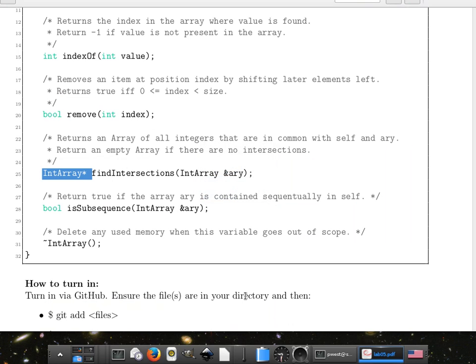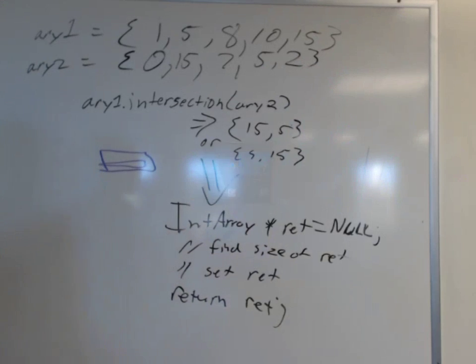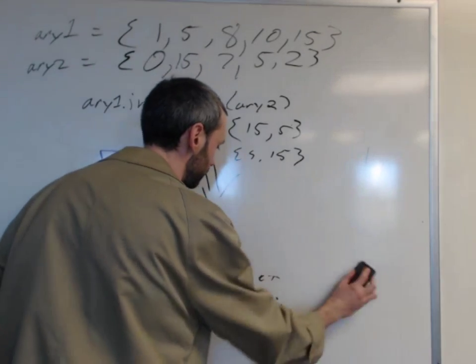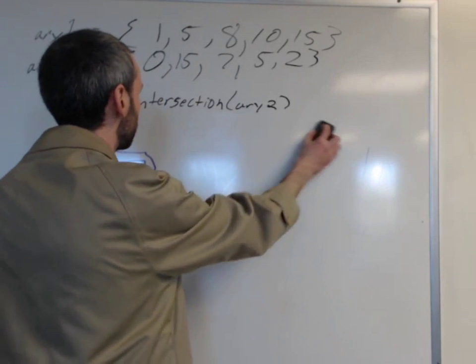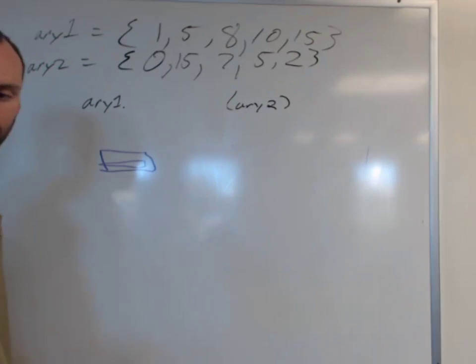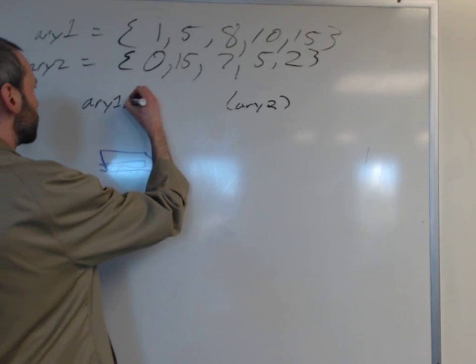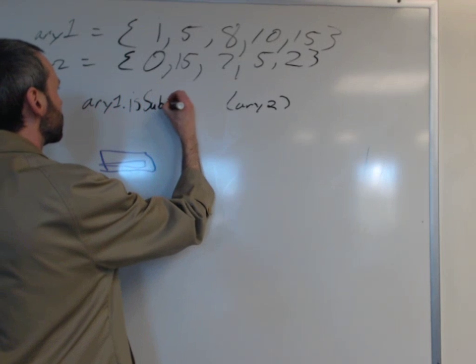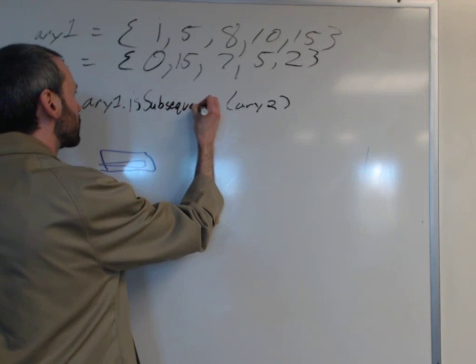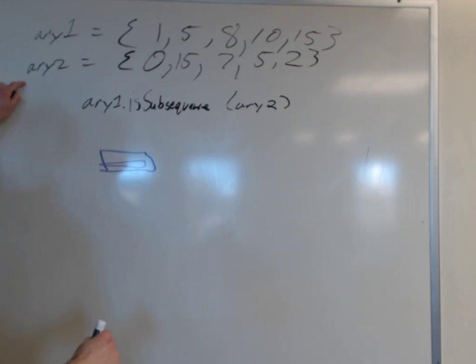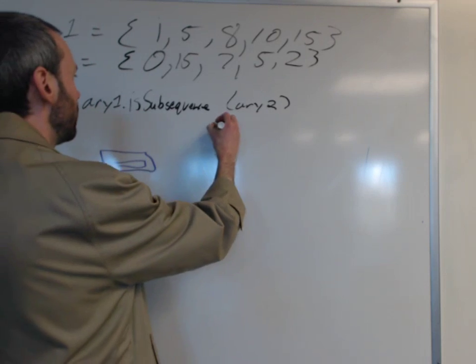Okay. Any questions on that? That's the hard one. This other one's a little easier. Is subsequence. Return true if the array ary is contained sequentially in self. Is array 2 a subsequence of array 1? No. So this would be false.